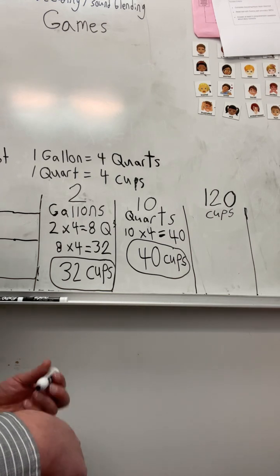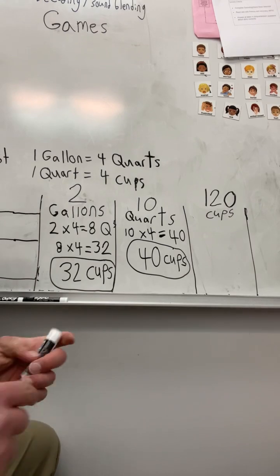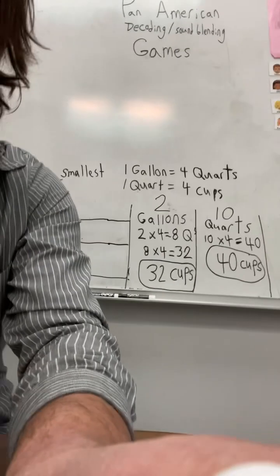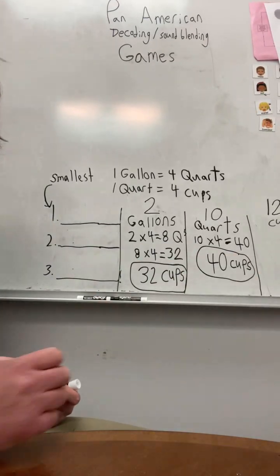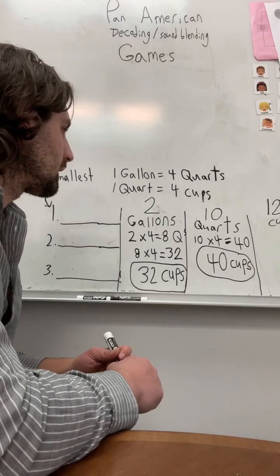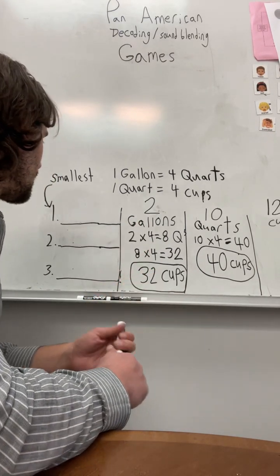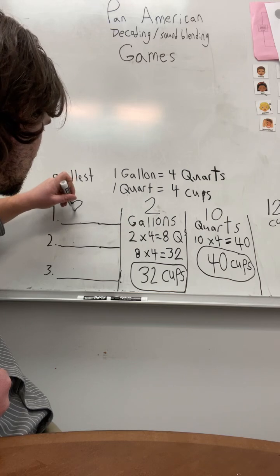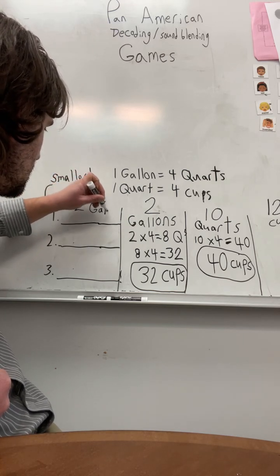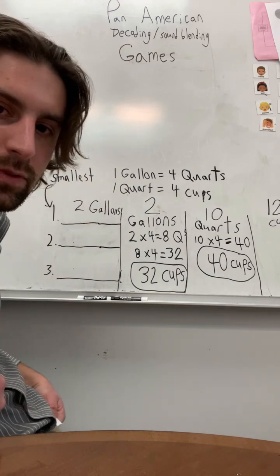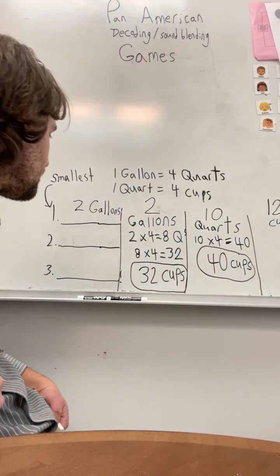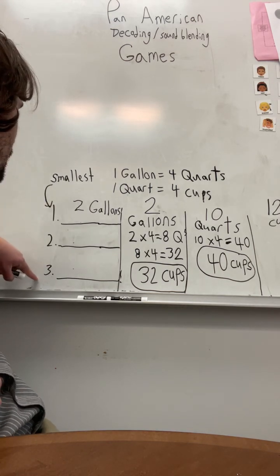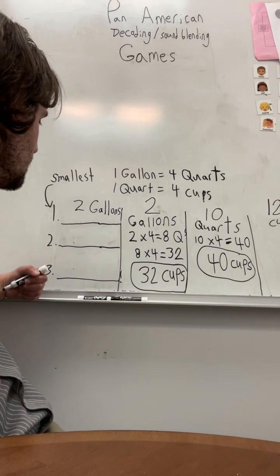All right, so now we have our measurements, and we have to put them in order from smallest to largest. So since the 2 gallons is equal to only 32 cups, for this problem, the 2 gallons is actually the smallest. Two gallons would be the smallest for this one. As you can see, number 1 is smallest, and then the third one will be the largest, because we're going from least to greatest.